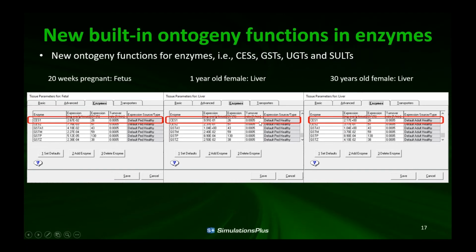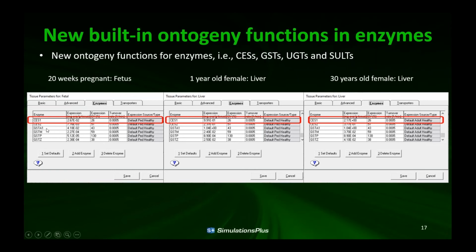In this slide, we just show you an example, CES1. You could see the expression level for a 20-week pregnancy in the fetus, and also in the liver of a 1-year-old female and a 30-year-old female. We can find that during pregnancy, the expression level in the fetus continues to increase, and even after birth, it still continues to increase until it reaches the adult level.